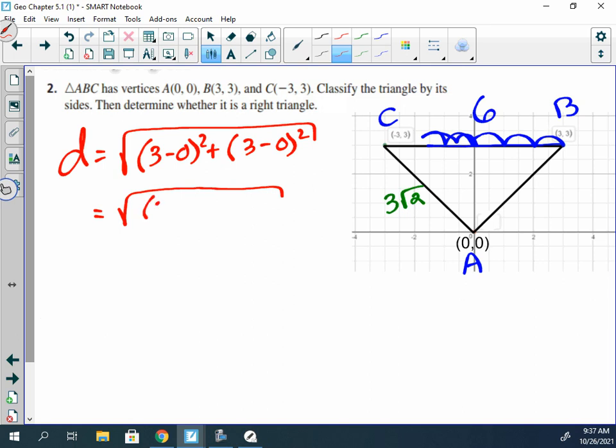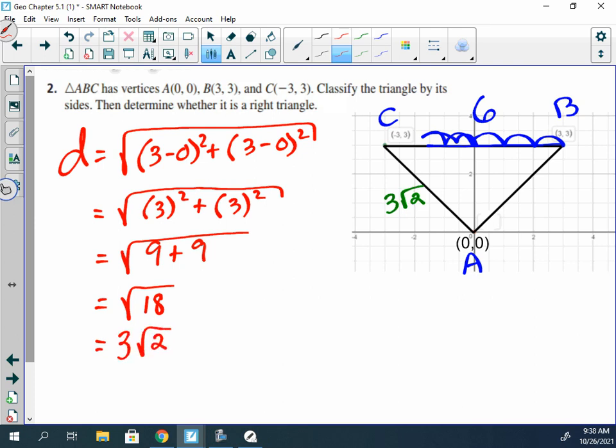Well, 3 minus 0 is 3. 3 minus 0 is 3. Well, 3 squared is 9. 3 squared is 9, which would give us the square root of 18. So what can we say for certain about this triangle? It is isosceles.